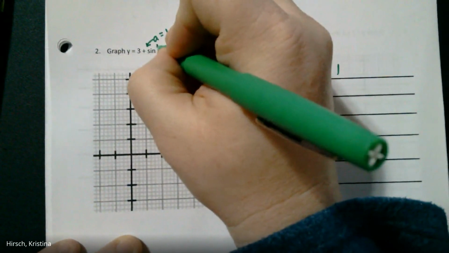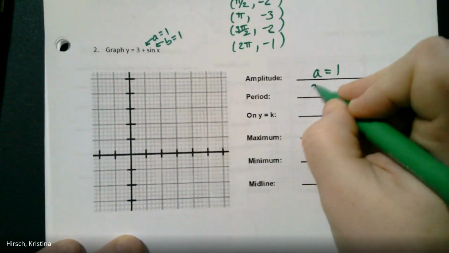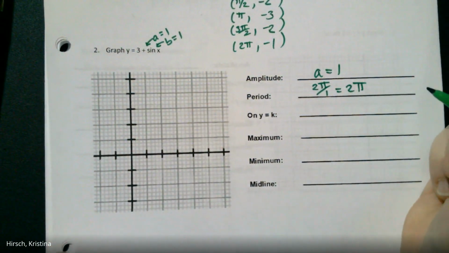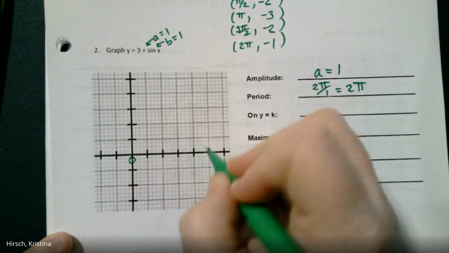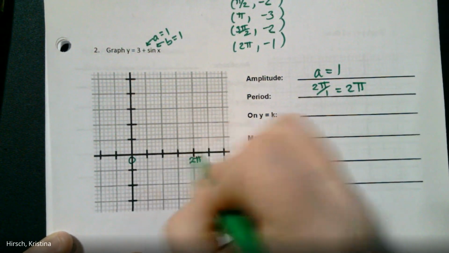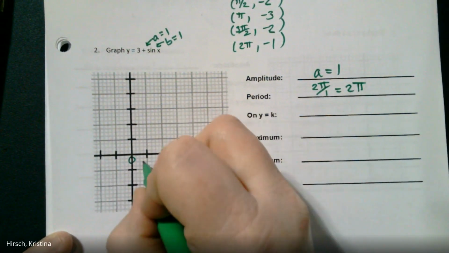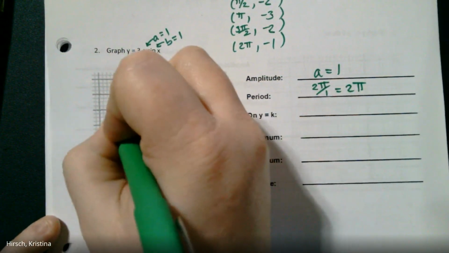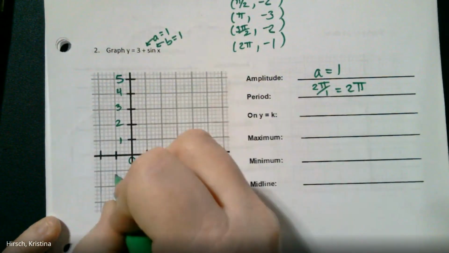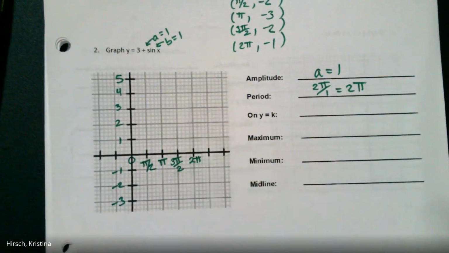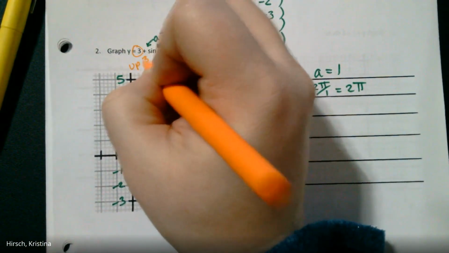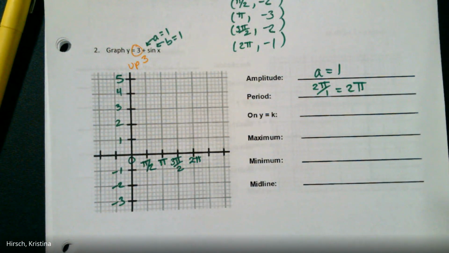The period, b was 1 again, so 2 pi over 1 is just 2 pi. So same thing as the other one, so that'll make it a little bit easier. So we have a 0 and 2 pi, which is 4 increments away. Pi, half of pi is pi over 2, 3 pi over 2, 1, 2, 3, 4, 5, negative 1, negative 2, negative 3. All right, so this right here, the 3, means that it's going to go up 3. Okay, so that'll kind of help me with my shifts.